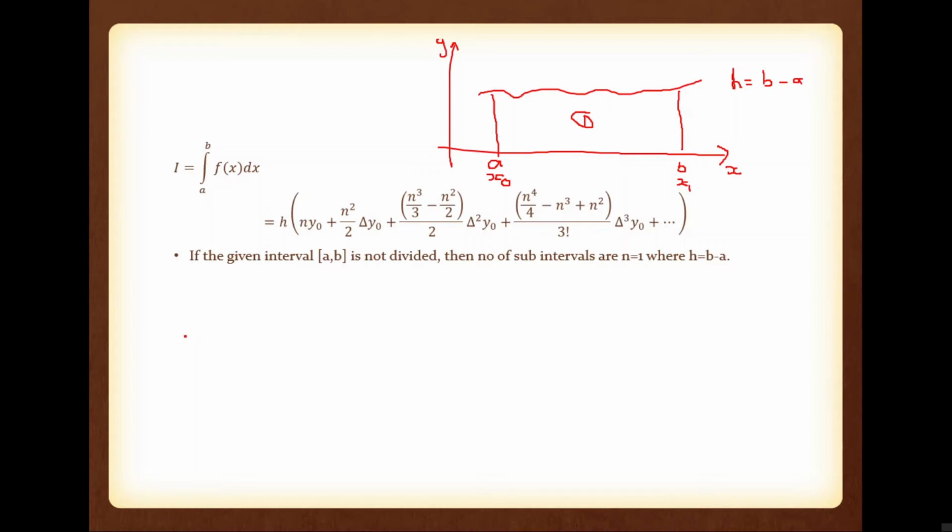Okay, I'm not wasting time. So here, if you have only one interval, meaning two points x0 and x1, then I is equal to h into, in bracket, with n equal to 1: y0 plus n square by 2, and with n equal to 1, n square by 2 is 1 by 2, into delta y0.